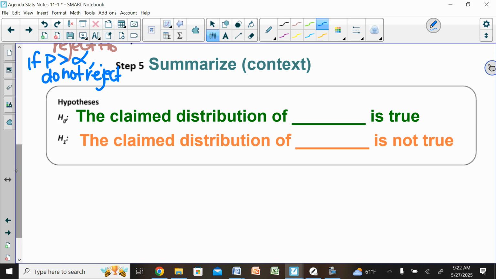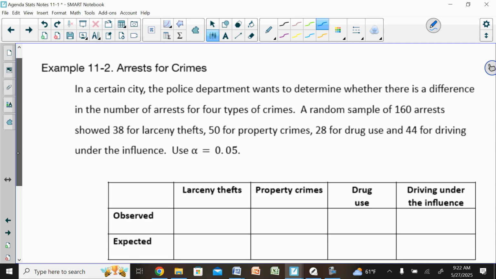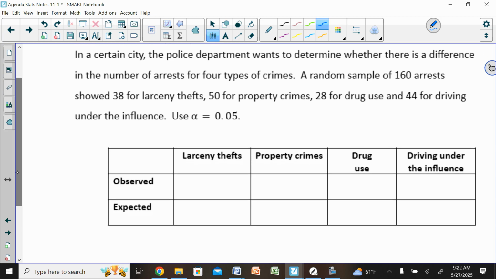All right, so let's do an example. I've got 2 examples. Let's do the first one, arrests for crime, because we do not have everything calculated. The second example is the truck color one. So arrests for crimes. In a certain city, the police department wants to determine whether there's a difference in the number of arrests for 4 types of crimes. So right here, whether there is a difference. So that means that H sub 1 is going to be our claim, because our H sub 0 is that the claimed distribution is true.